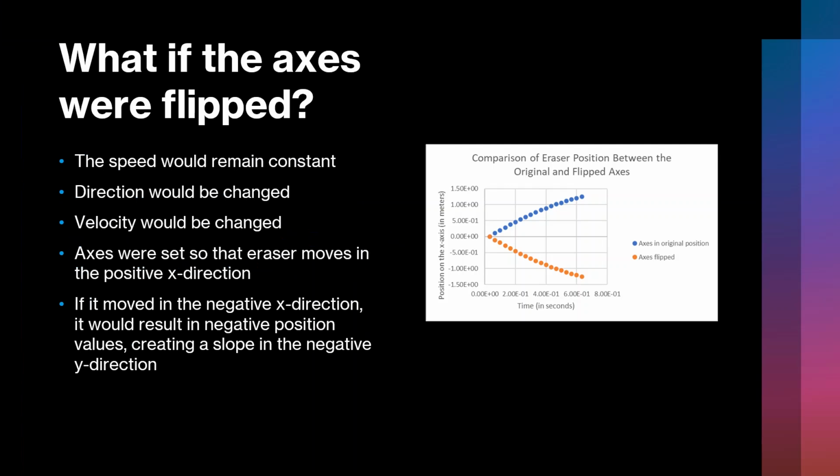So what if the axes were flipped? First of all, the speed, the magnitude of our velocity, would remain constant, but the direction would change, and therefore the velocity would be changed. Now the velocity would still be constant, but instead of being constantly positive, it will be constantly negative. And that's because the axes were set so that the eraser moves in the positive x direction. If the eraser were now moving in the negative x direction, it would result in negative position values, creating a slope in the negative y direction.